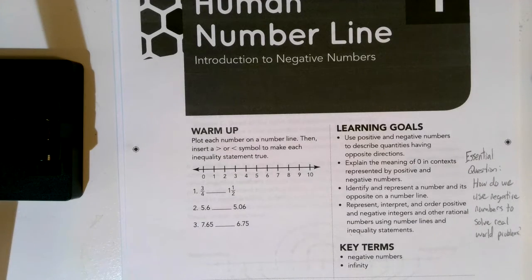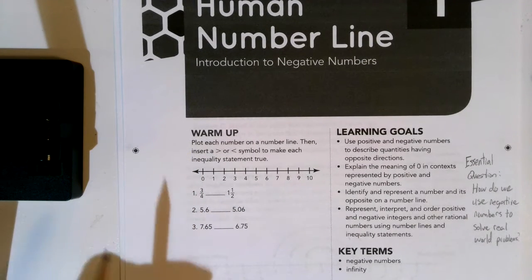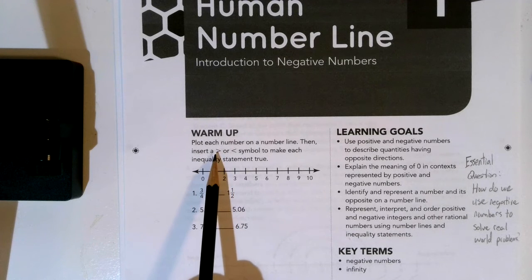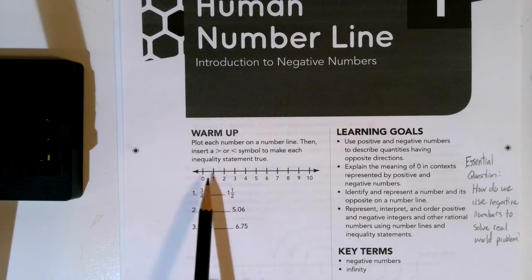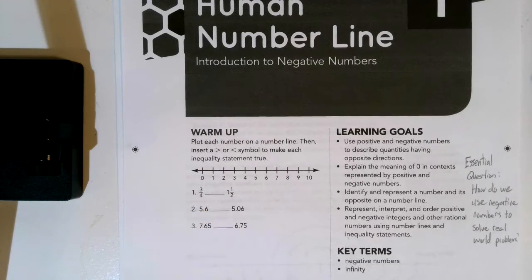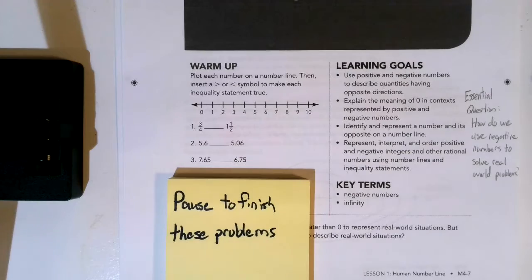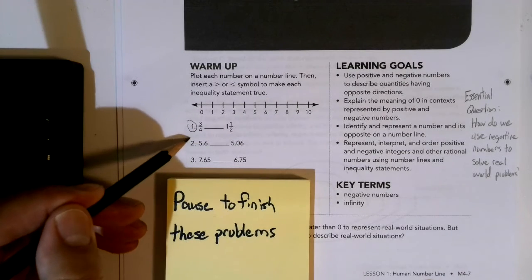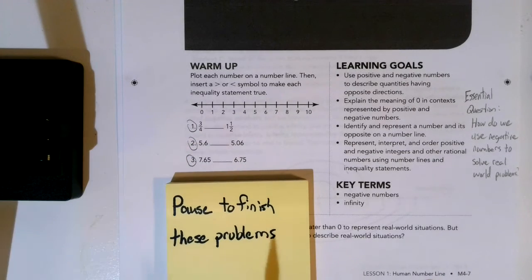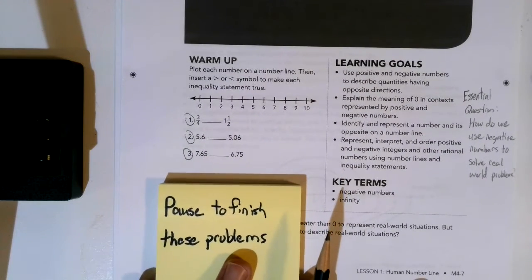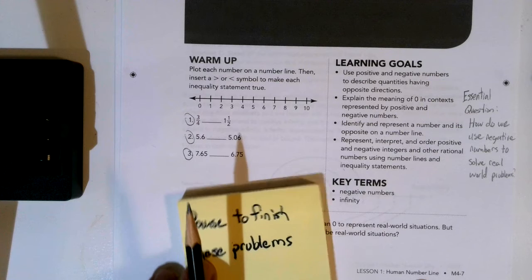Okay, so for the warm-up, it's asking us to plot each number on the number line, then insert an inequality, meaning a greater than or less than symbol, to make each inequality statement true. So go ahead, pause, and we're going to do problems 1, 2, and 3. Do all 3 problems, and hit play to check your answers.